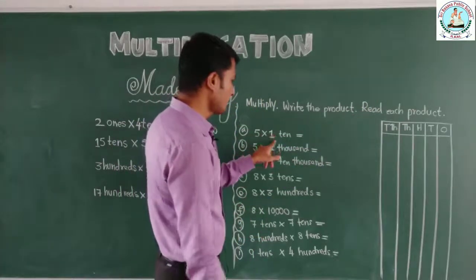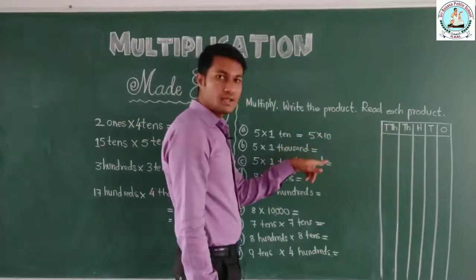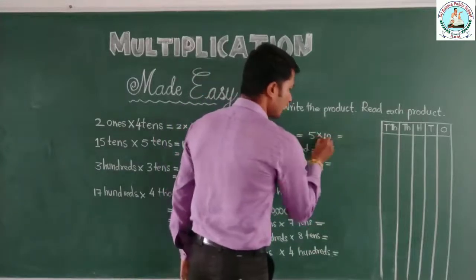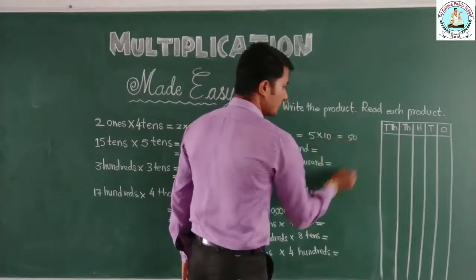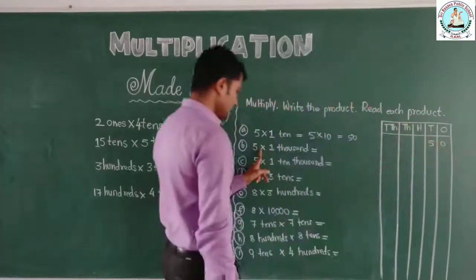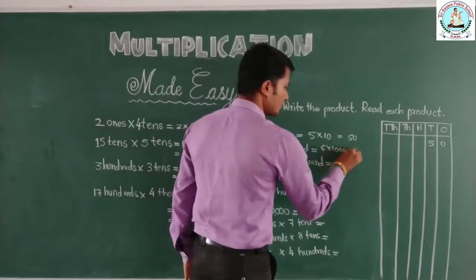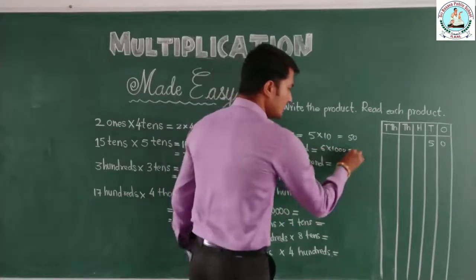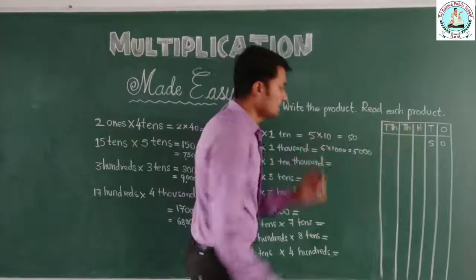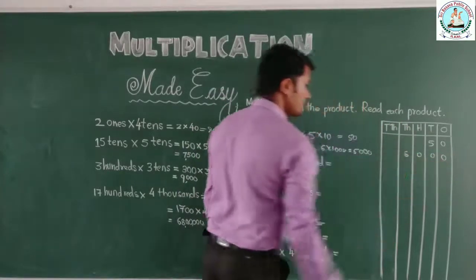So 5 times 1. Be quick with me. 5 tens: it is 5 into 10. 5 is as it is, then 10 means 1 zero. 5 times 1 is 5 and 1 zero for 50. Next, 5 into 1000. Be quick. How do you write it? 5 times 1 is 5, and how many zeros? 3 zeros. So how do you write 5000? 3 zeros first, 1, 2, 3, then 5. So 5000. We can read it like that.